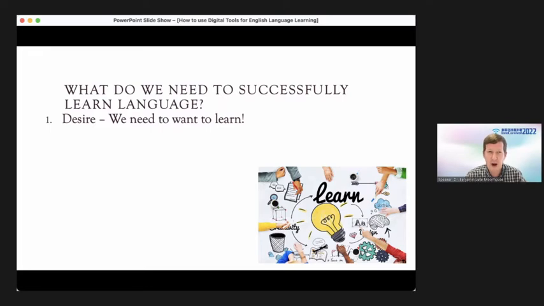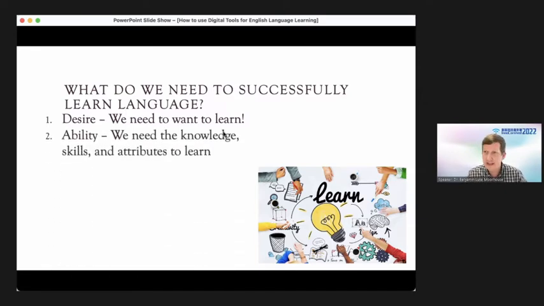And we have to think about why we want to learn, okay? And that will motivate us and keep us engaged and interested in our learning. So no matter if we come across hard times or difficult times or challenging times in our learning, we can get over those things because we have that desire.